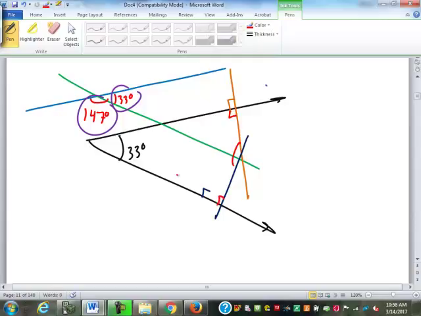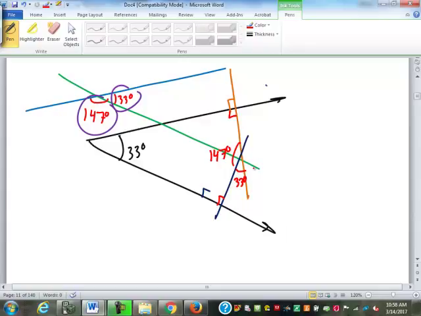This is 90 and 90 and 33. If there's 4 angles in a figure, the angle sum has to add up to 360. So 360 minus 90 and 90 is 180, minus 33 is 147. It's supplement, right? So that's 147. This angle would have to be 33.